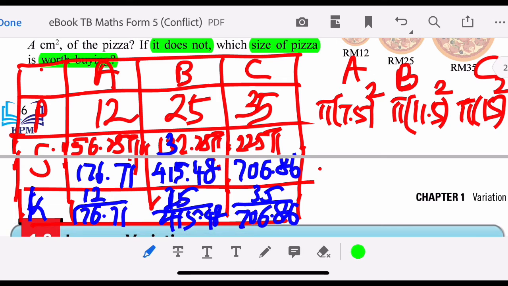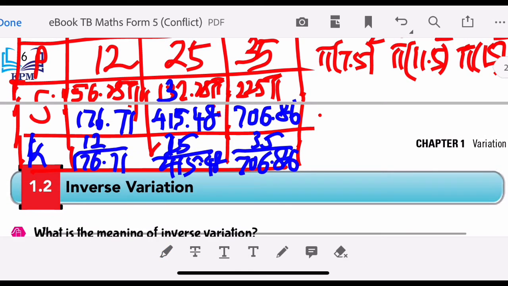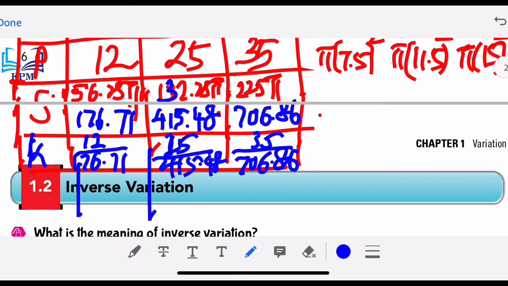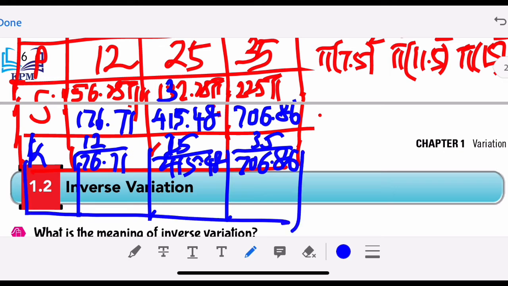Okay, so 12 over 176.71, right? I'm getting 0.068. Okay, so for A, I'm getting K, which is 0.068. Okay, I write down here. Here is the constant that I find. I'm not sure they are the same. So if it is a direct variation, they must have the same constant. So it seems like the first one is 0.068.